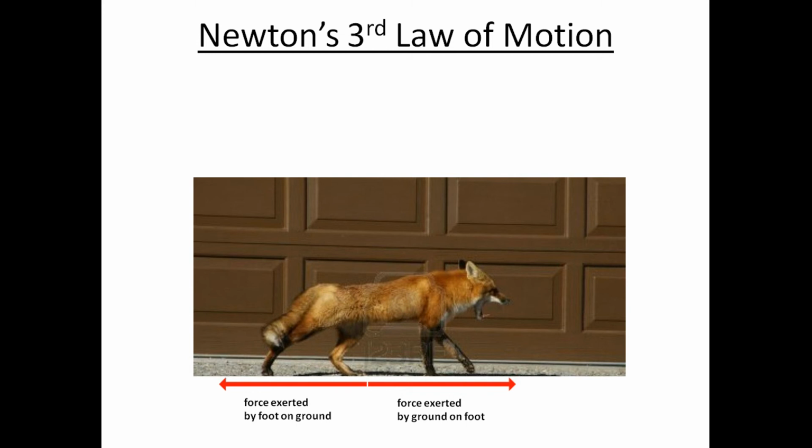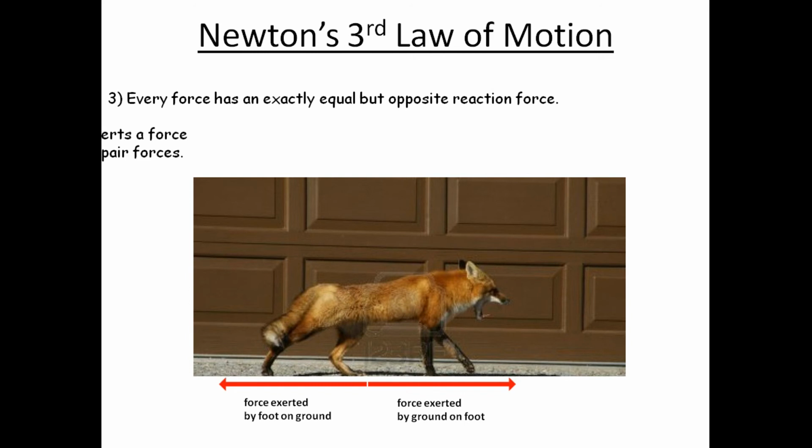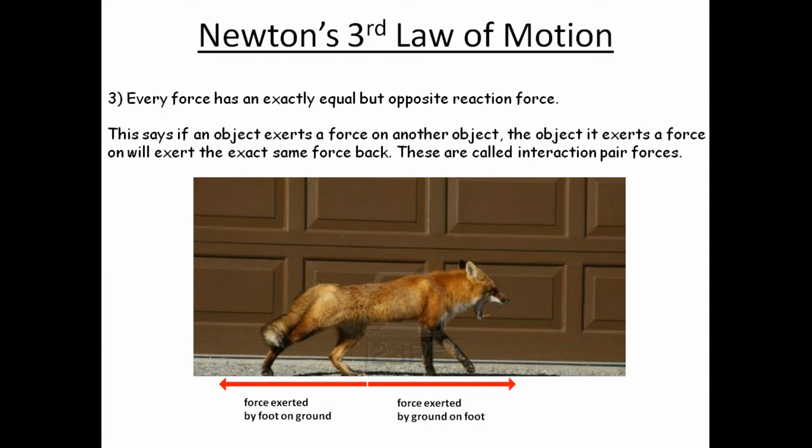Now, I'm going to skip the second law and go straight to the third one for a reason. So this third law: every force has an exactly equal but opposite reaction force. This says if an object exerts a force on another object, the object it exerts a force on will exert the exact same force back. These are called interaction pair forces.